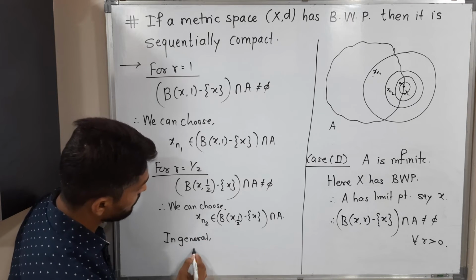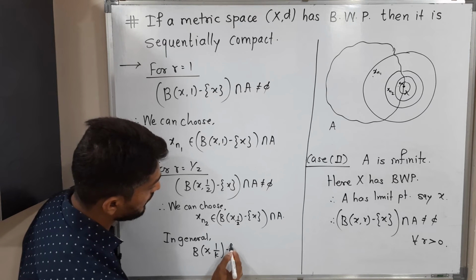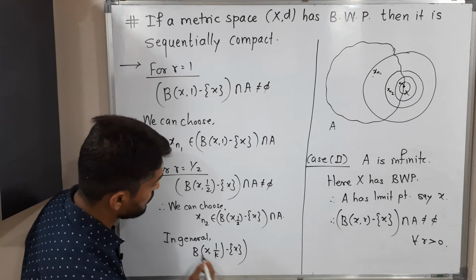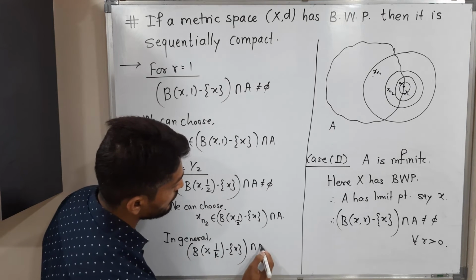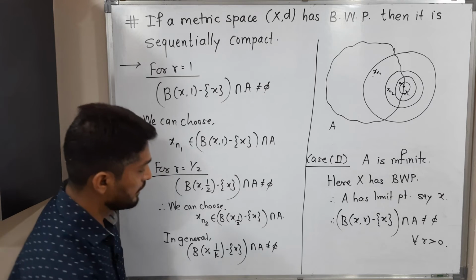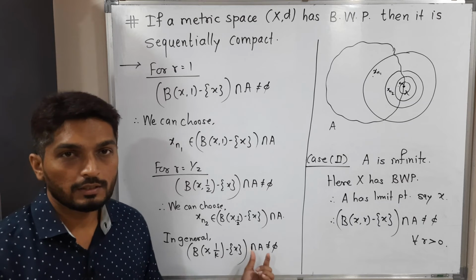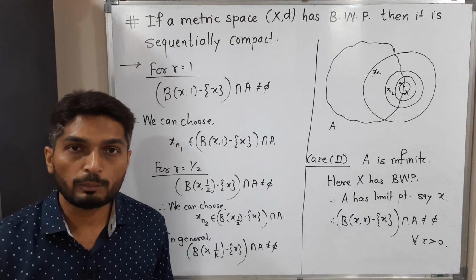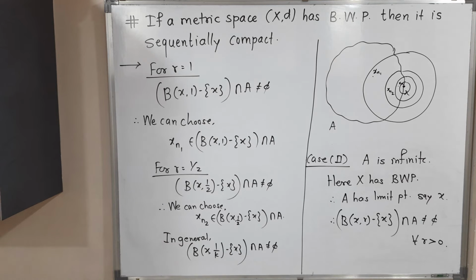What can we write? B(x, 1/k) minus singleton x, where k is any natural number, 1, 2, 3, 4, intersection A, is not equal to empty set. So in general for any k, 1 by k, you will have this set non-empty. So again we can choose one point xn k. Let me write this one.